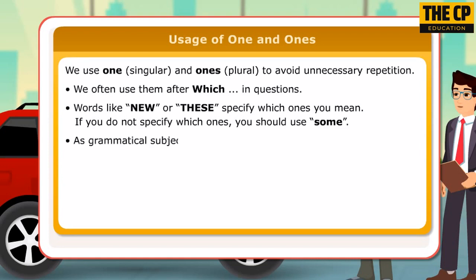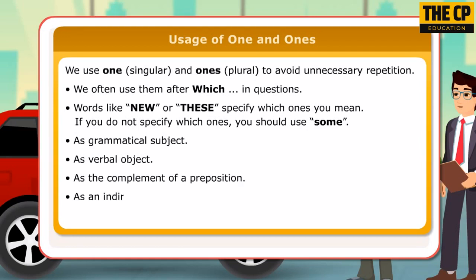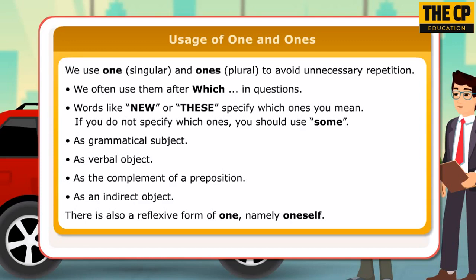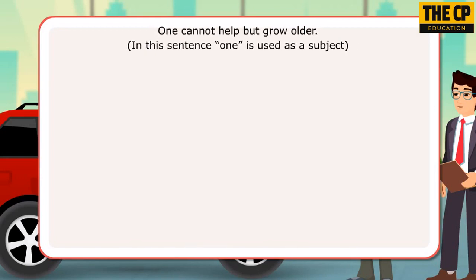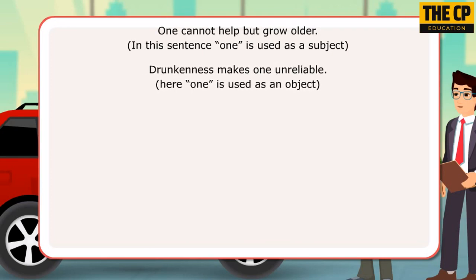One can be used as grammatical subject, as verbal object, as the complement of a preposition, as an indirect object. There is also a reflexive form of one, namely oneself. Let us see a few examples. One cannot help but grow older. In this sentence, one is used as a subject. Drunkenness makes one unreliable. Here, one is used as an object.